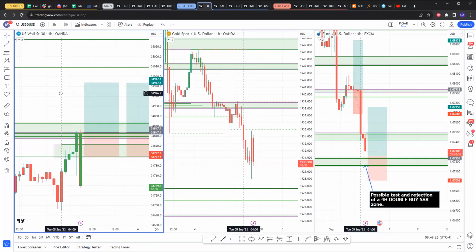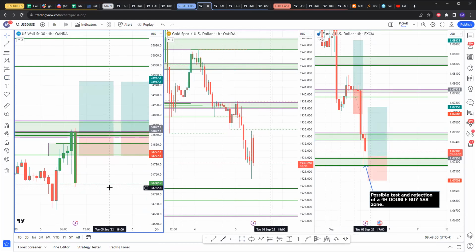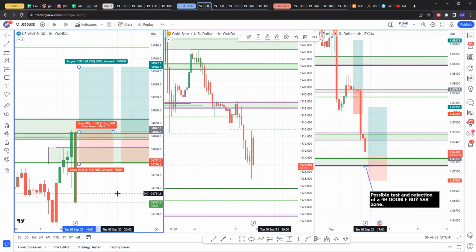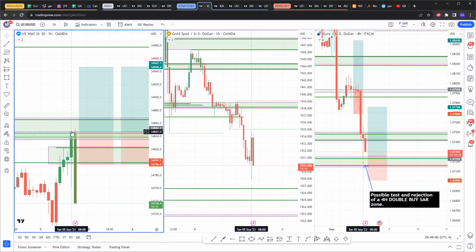So what I would have expected here, again, with all of my strategies, you always want to wait for 2 candles to close, because if you FOMO'd into this trade, you could have easily gotten burnt, and then you could have been blaming yourself for not waiting for confluences. So this one broke and closed above 1 double SAR zone to the second double SAR zone.